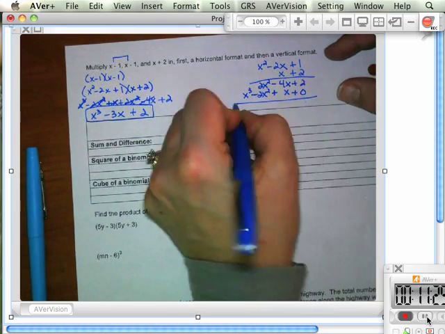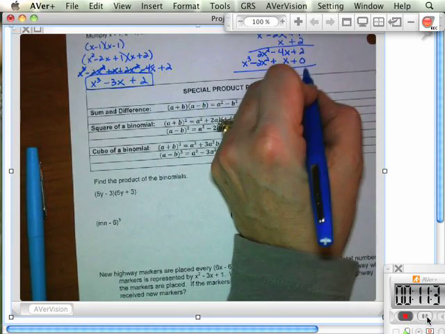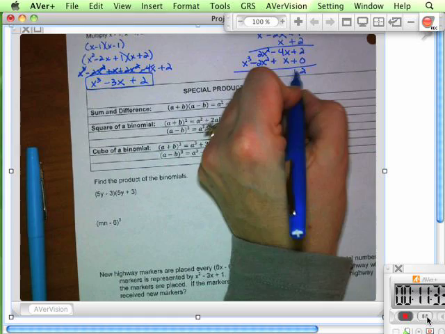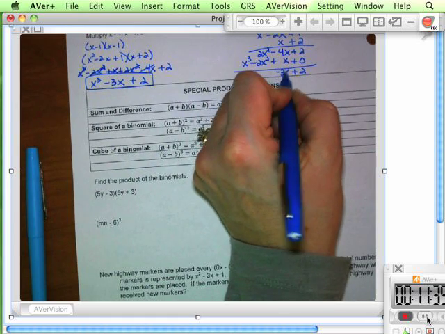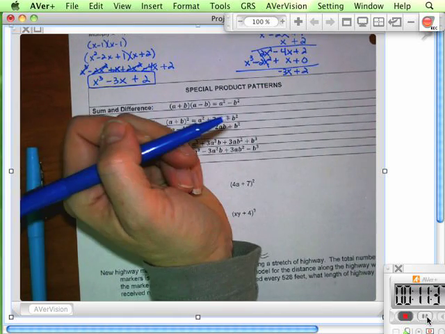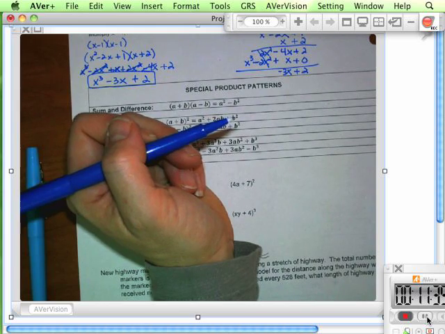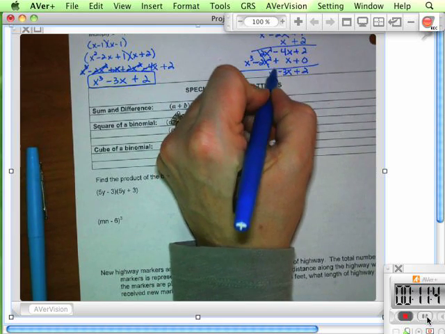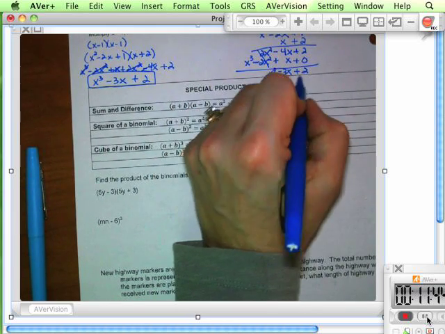And then add them down. So you have 2 minus 3x. These two cancel each other out. And you have x cubed still. So x cubed minus 3x plus 2. Same answer. Would you look at that?